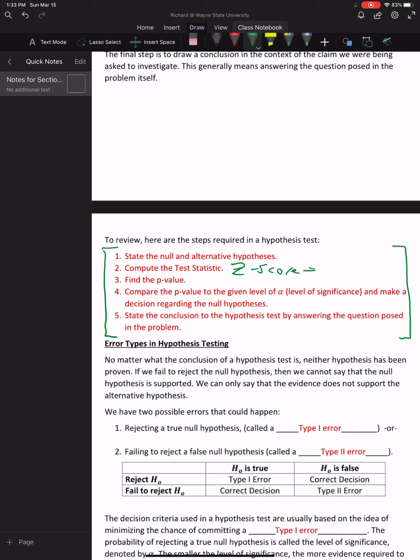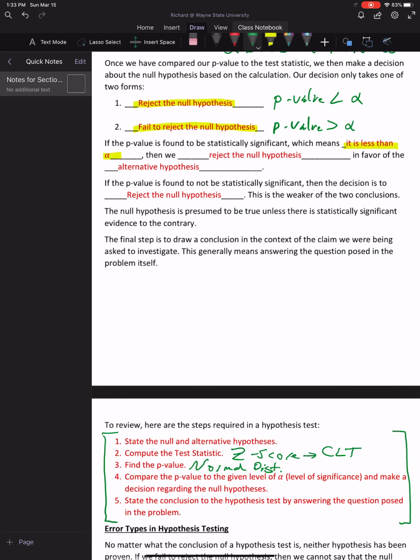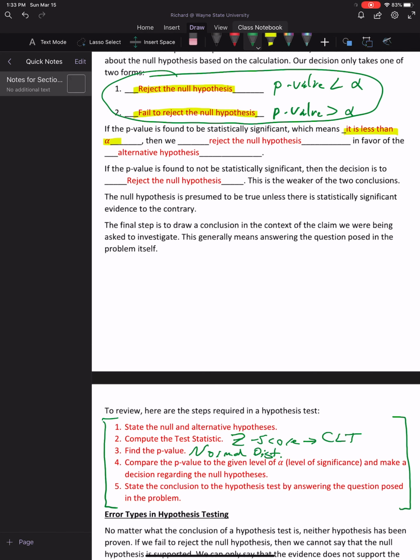To do that we have to use the central limit theorem, so a little bit of chapter 7 comes back. Then find the p-value. We actually get to use the normal distribution table, so that's exciting that that's back. Maybe it is for you, maybe not, I don't know. Number 4, we compare the p-value to the given level of alpha, that's the level of significance, and we make a decision. Those decisions were right here. That's what we were looking at before. These are the possible decisions. And then the last step is to write the conclusion. What you do there is you answer the question. Usually the question is, is there enough evidence to suggest X, Y, and Z happens? That's what we take care of. All right, what we'll look at next is error types.